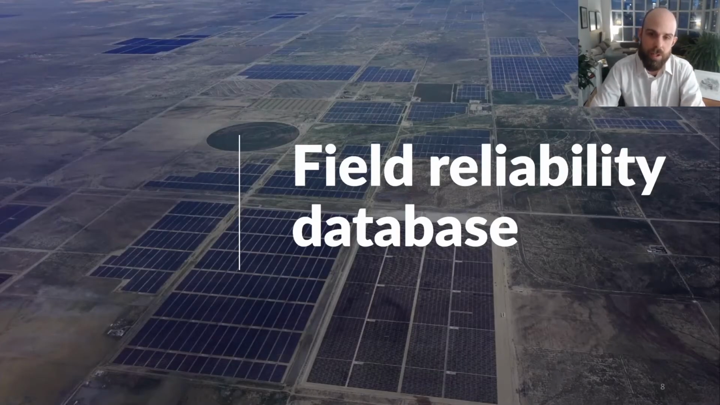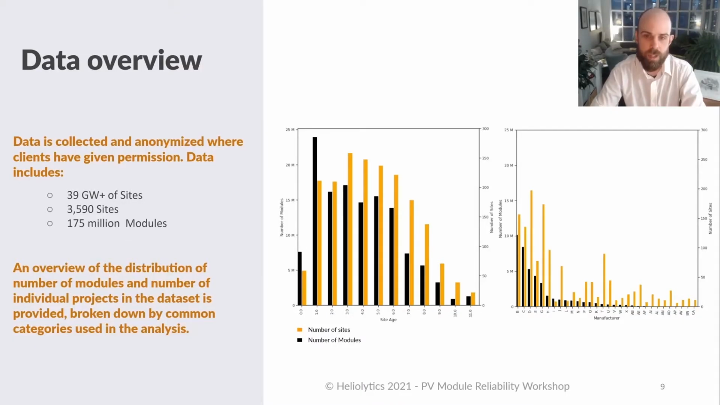So we're going to hop now into our field reliability database. In this database, we're going to see some of the results that we've collected from the aerial inspection platform over the past few years. To give you a quick sense of what this database encompasses, it's collected from and anonymized from over 39 gigawatts of inspections. That represents 3,500 individual sites and 175 million modules.